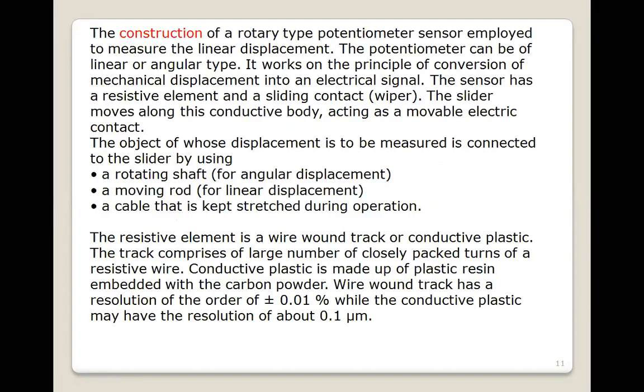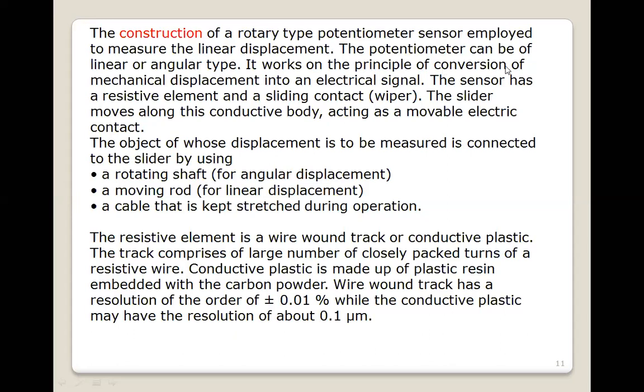So the construction of a rotating type potentiometer sensor, used as a displacement sensor, is employed to measure linear displacement, and the potentiometer can be of linear or angular form.